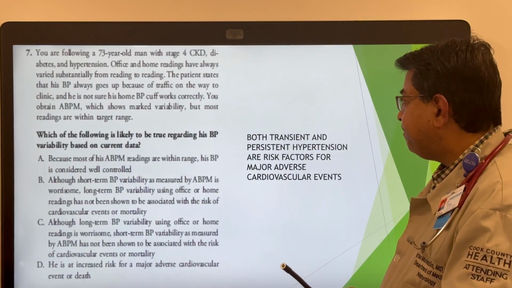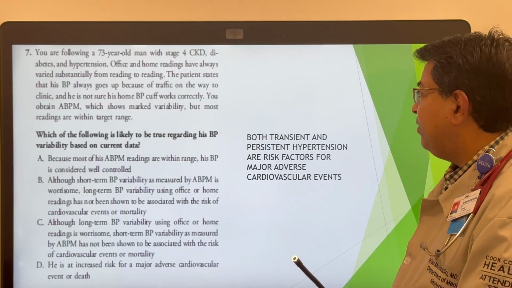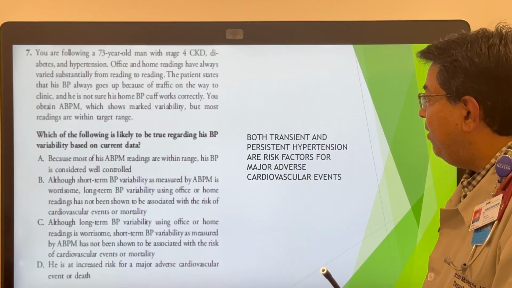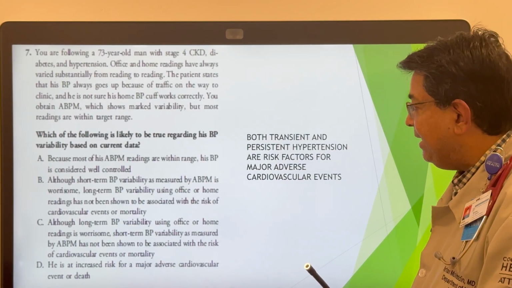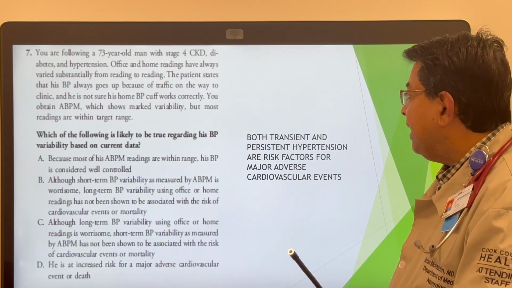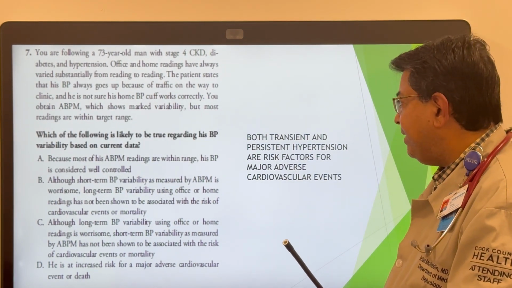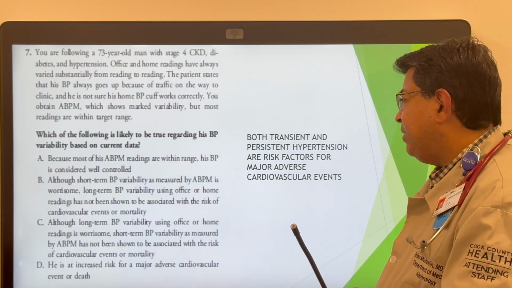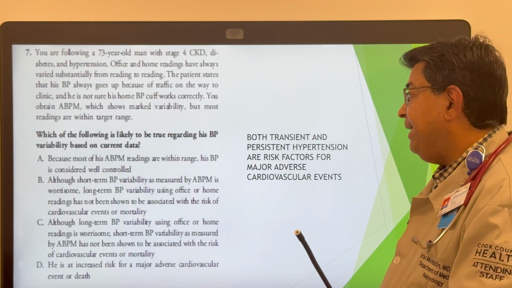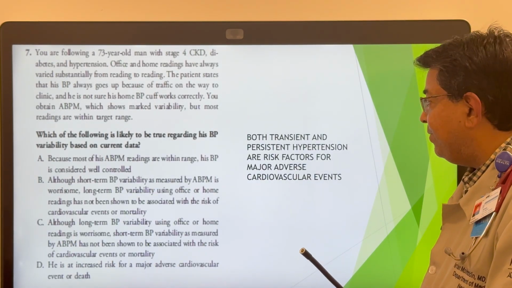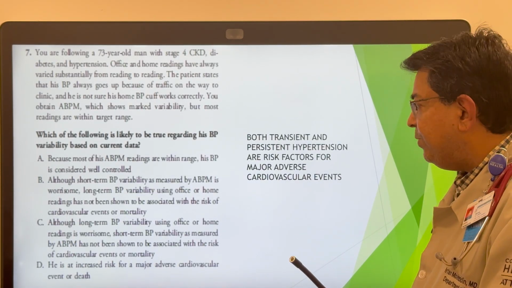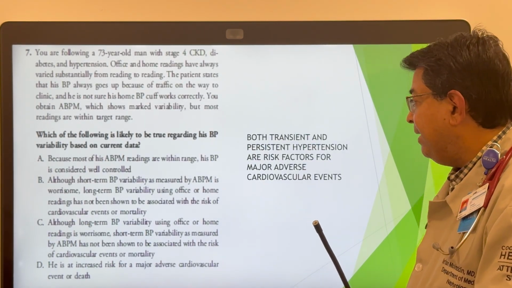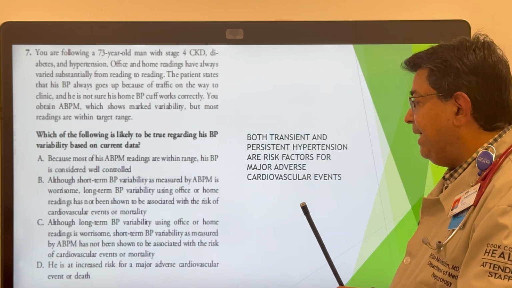Next slide. We're following a 73-year-old man with stage 4 CKD, diabetes and hypertension. Office and home readings have always varied substantially from reading to reading. The patient states that his blood pressure always goes up because of traffic on the way to clinic, and he's not sure his home blood pressure cuff works correctly. You obtain ambulatory blood pressure monitoring, which shows marked variability, but most readings are within range. Which of the following is likely to be true regarding his blood pressure variability based on current data?